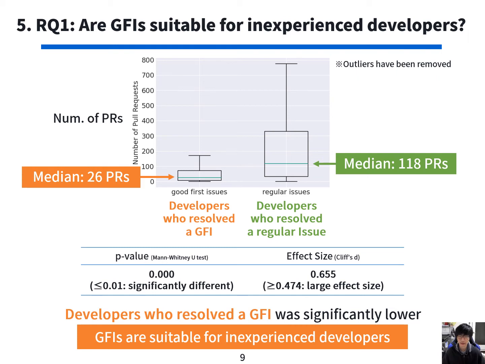On the right are the developers who resolved a Rail issue. The median number of pull requests posted was 118. The Mann-Whitney U-test showed a significant difference with a p-value of 0.000 and a large effect size of 0.655. Therefore, the test results showed that the number of pull requests posted by developers who resolved a GFI was significantly lower. For these reasons, GFIs are suitable for inexperienced developers with OSS development.